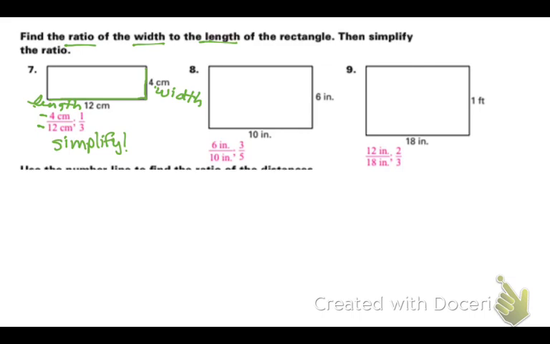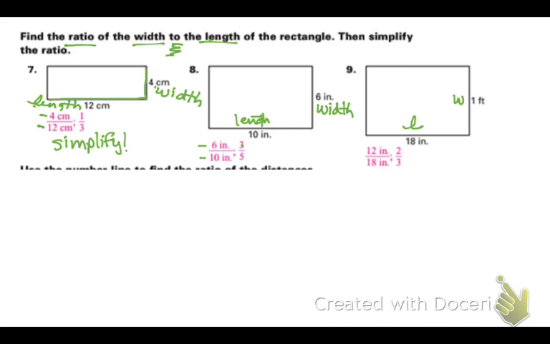Here again, we have our width, and we have our length. Because they're asking for width to the length, we put the width on top, which is 6. Put the length on the bottom, which is 10, and we simplify to 3 over 5. Again, width, length.